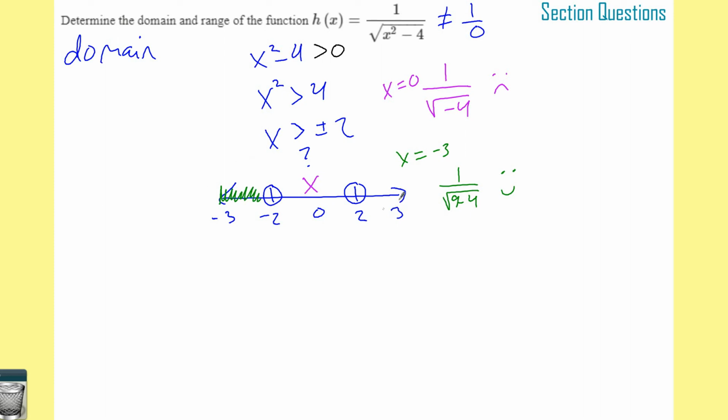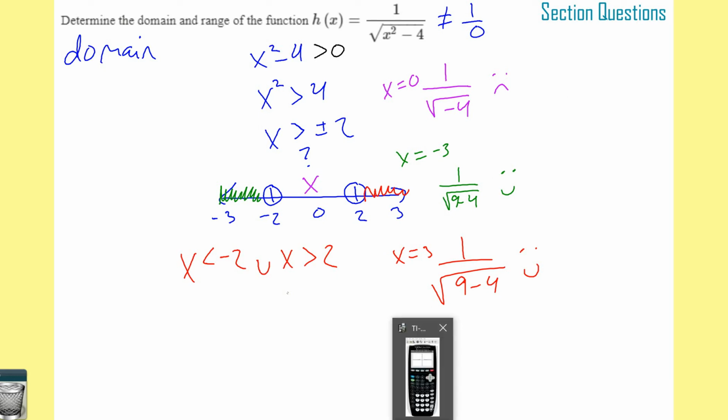Then I think the number 3, I plug that one in. So when x is 3, we have 1 over the square root of, again, 9 minus 4, which is something nice. Again, not a pretty number, but a number that still works. Or at least it's real. And we get here. So now we get x is less than negative 2, while also x is greater than 2.